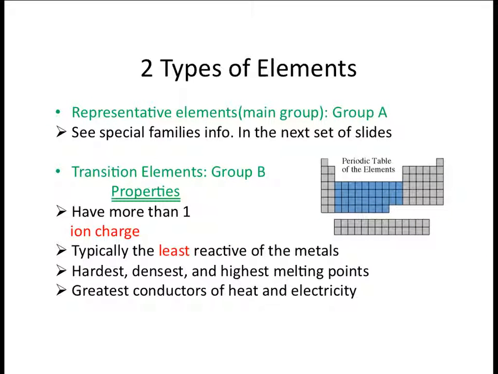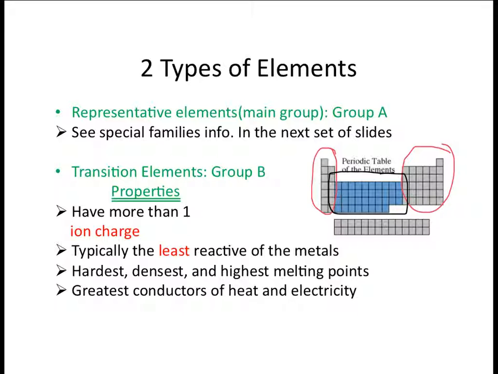We have two types of elements. Representative elements, which are our main group elements. Those are our group A elements. And remember, those are our towers, groups 1A through 2A and 3A through 8A. They are special in the sense that they exhibit a wide variety of chemical and physical properties, and we'll be discussing the specific family names in the next few slides. And then, of course, we have the transition elements, which are in the middle.